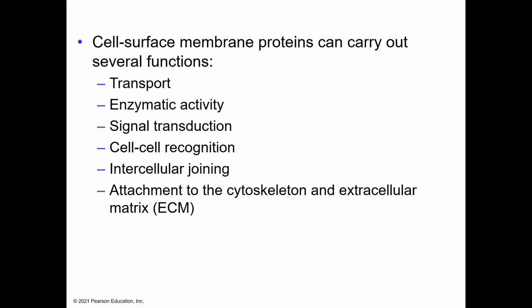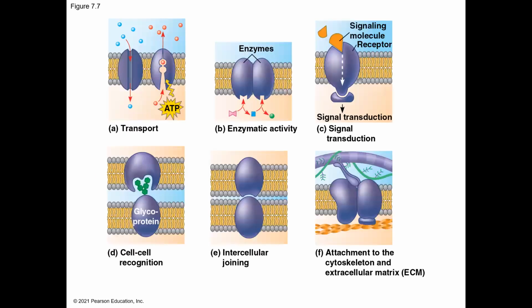So the cell surface membrane proteins can carry out several functions, including transport, enzymatic activity, signal transduction, cell-to-cell communication or recognition, intercellular joining, and then attachments to the ECM. So in this image, you can see there's examples of all of those. For example, transport. There are transport proteins, which we're going to cover very much in depth, that allow for certain solutes to travel through the membrane. It can either be passive or a form of active transport, and we're going to cover that in the next video.